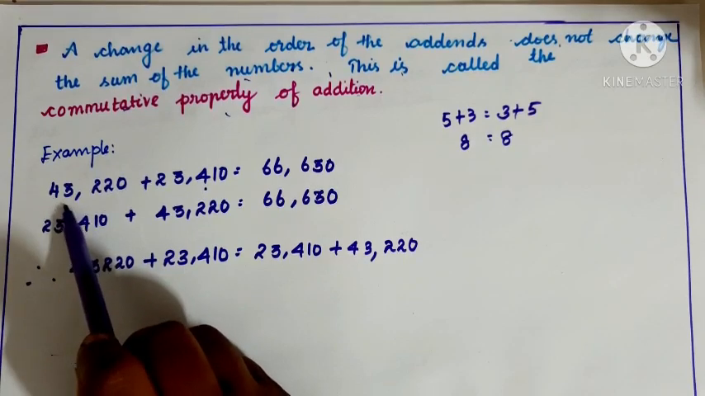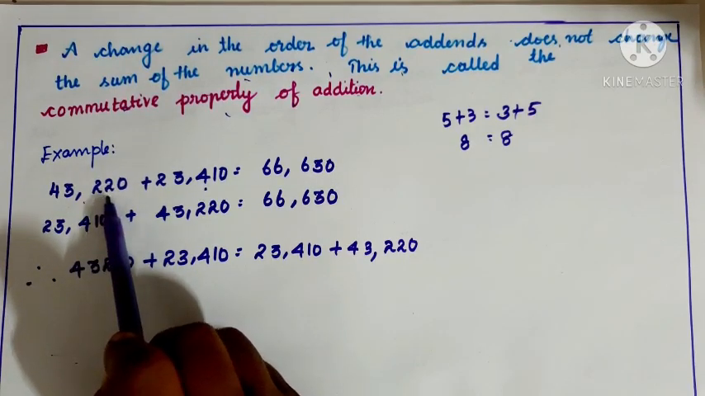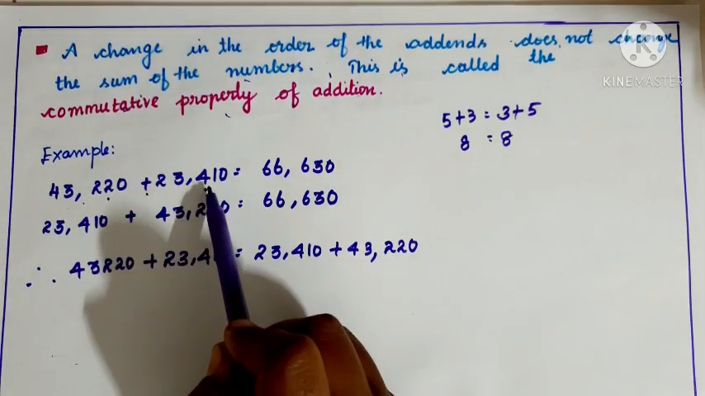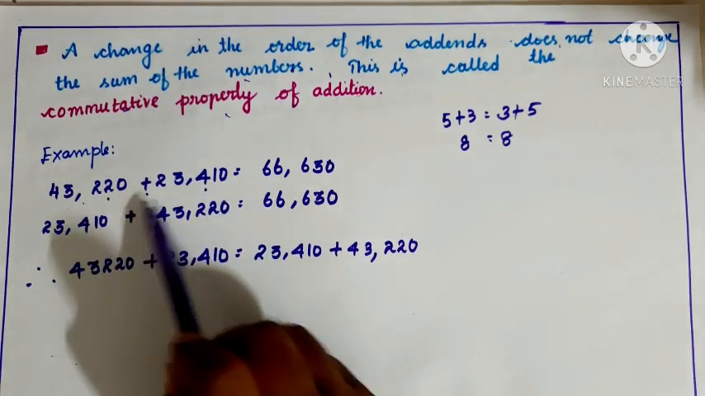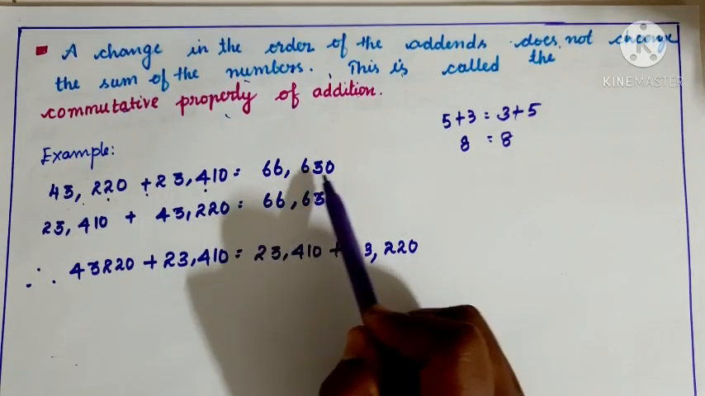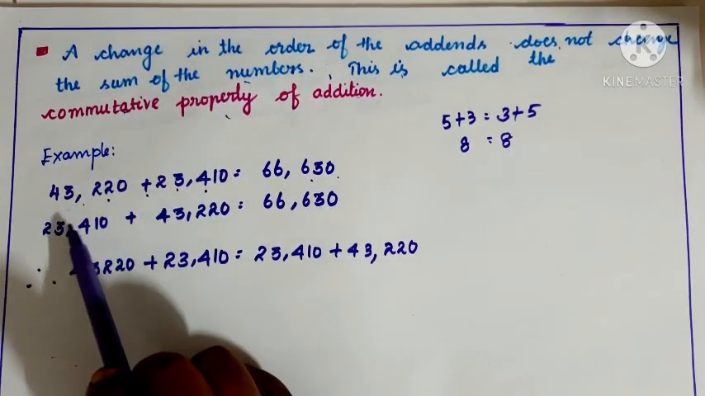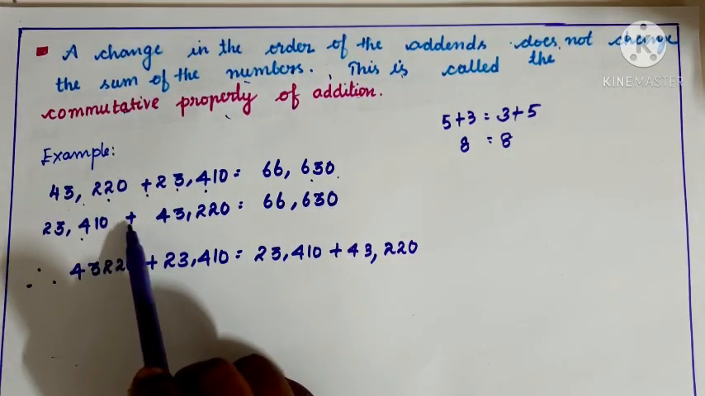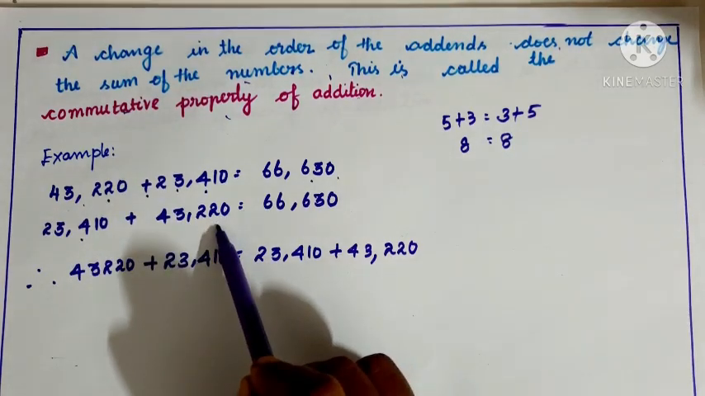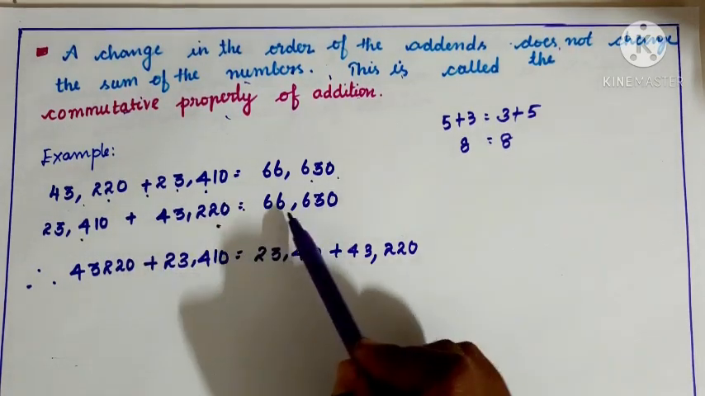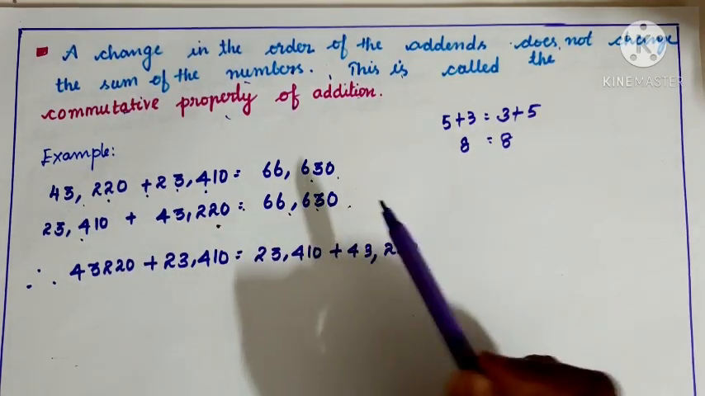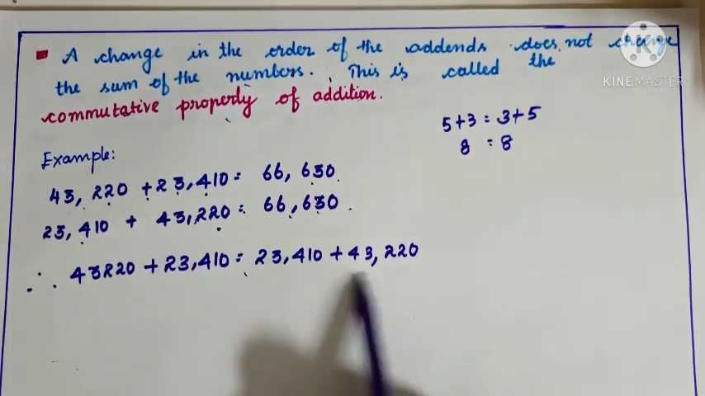Say, how will you read this? 43,220 plus 23,410. When you add this, you get 66,630. You change the order. Put the 23,410 first plus 43,220 is equal to 66,630. So these two are equal.